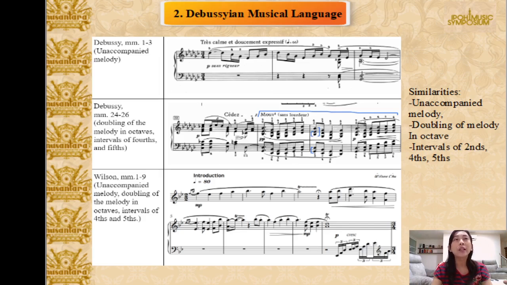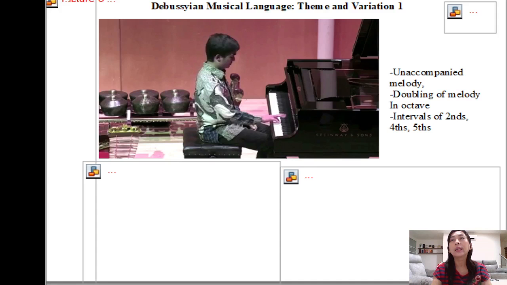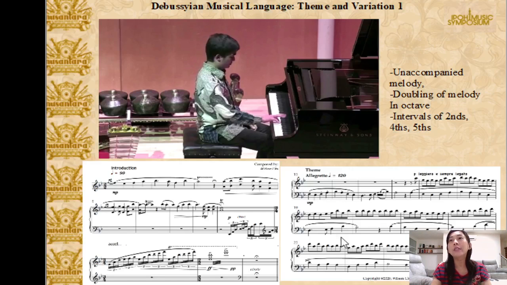As we know, Debussy is famous for his unaccompanied melody, doubling of melodies with octaves, and using a lot of intervals: second, fourth, and fifth. And this appears in Wilson Chu's composition too, especially in the introduction. Let's listen to this introduction and theme 1, which has these features.